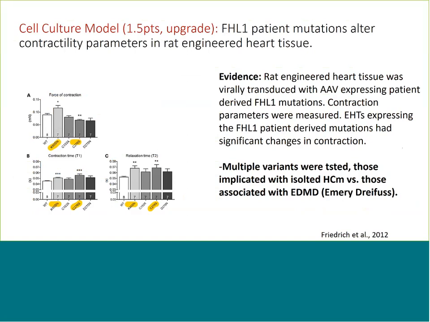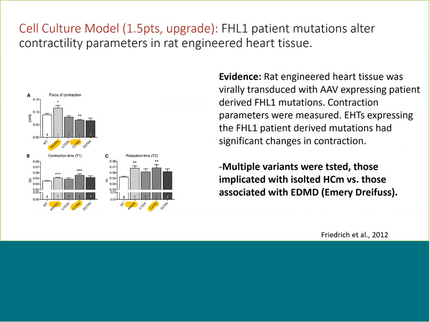So this is a cell culture model. I think this is your example too, Courtney. Yes, this is mine as well. So in looking at hypertrophic cardiomyopathy, we were looking at the FHL1 gene, and what we found is that the authors ended up creating what they called rat-engineered heart tissue. So this falls under the cell culture model system. They used rat tissue, engineered it, and then virally transduced this rat-engineered heart tissue with AAV expressing FHL1 wild type or derived mutations of FHL1.